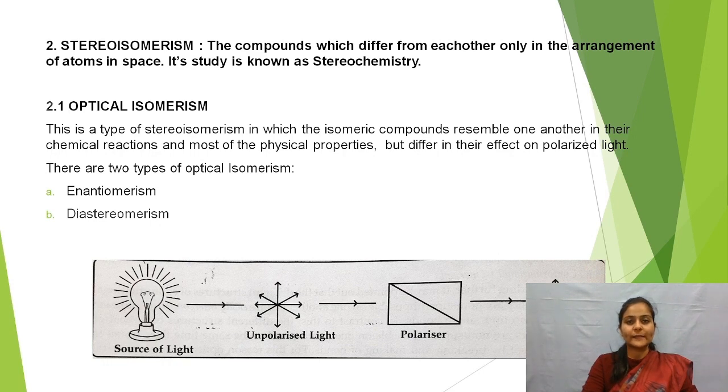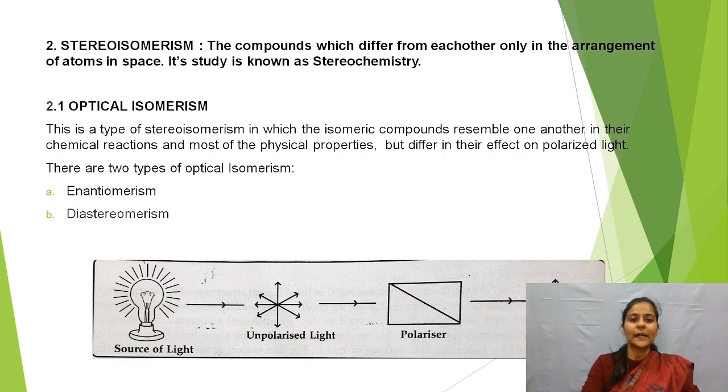Stereoisomers are also classified into two types, optical isomers and geometrical isomers. Optical isomers arise due to the difference in the effect on plane polarized light. The compounds have the same physical and chemical properties, but their difference arises only in the effect of the polarized light, that is, how they rotate the plane polarized light. Optical isomers are of two types, enantiomers and diastereomers.